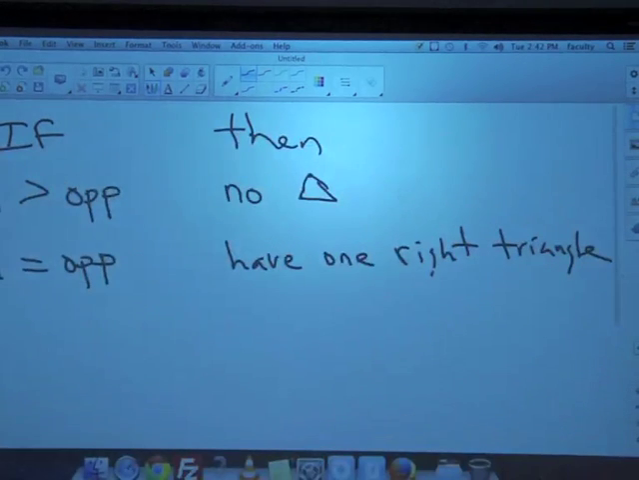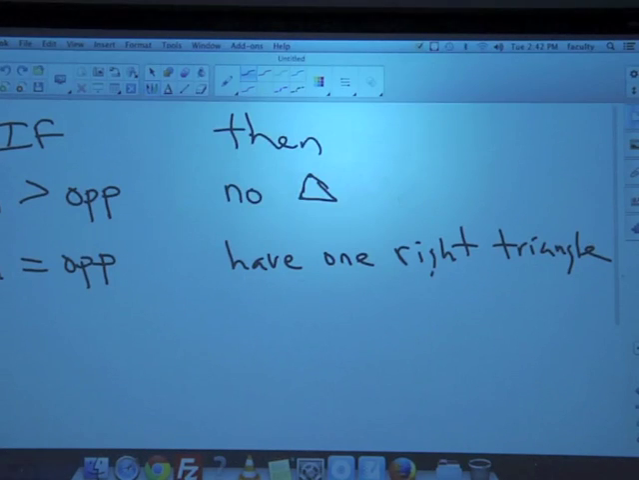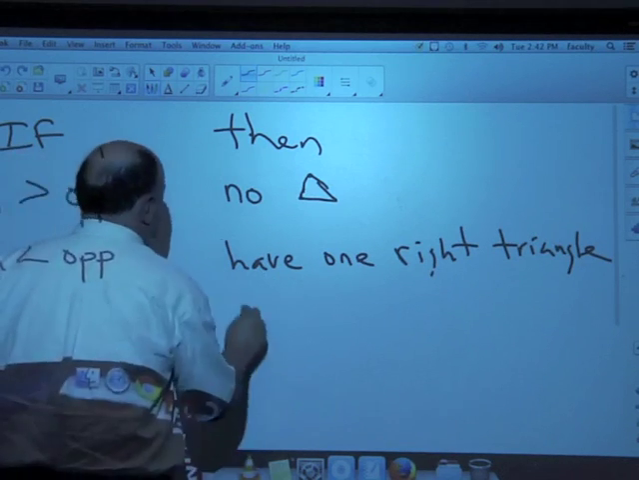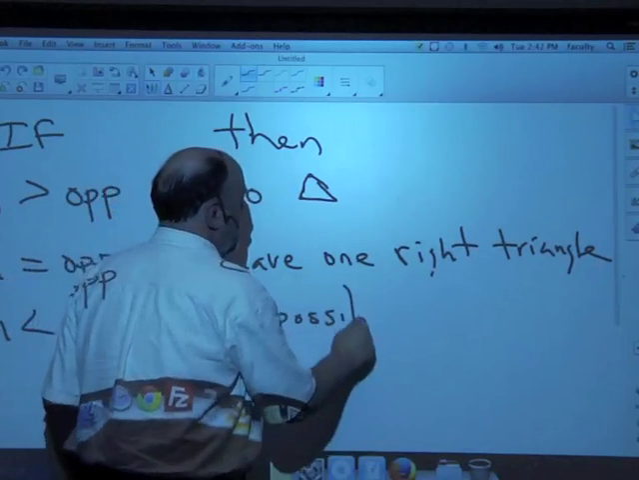All right. And the third possibility now, in terms of all this, will be if the height is less than the opposite side, then, so if the height is less than the opposite, then two possible triangles.